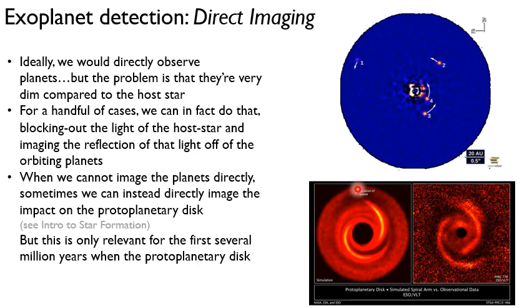Now, of course, as we talked about in the Introduction to Planet Formation, these protoplanetary disks are only around for a few million years, so this is really only useful for young planetary systems. And so for most stars, this is not an option. You cannot do direct imaging. It's a minority of systems that we can image.